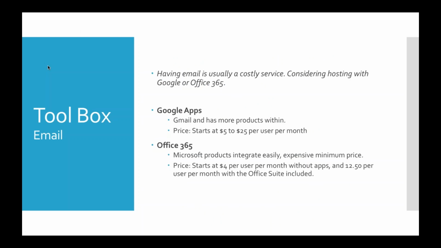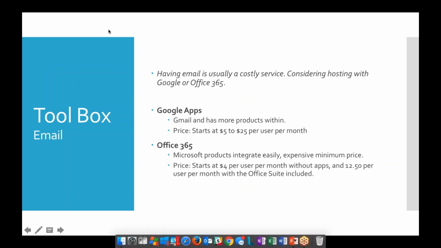So switching gears a tiny bit, now that I bashed email, let's talk about email. There are two great services out there, Google Apps and Office 365. Having email as a whole is usually really expensive. You have to pay the server licensing, etc. But in recent years, that has changed to being hosted by Google, which is only like $5 to $25 a person per month, or Office 365, which starts as low as $4 a month, or $12.50, and you get the Office suite with it.